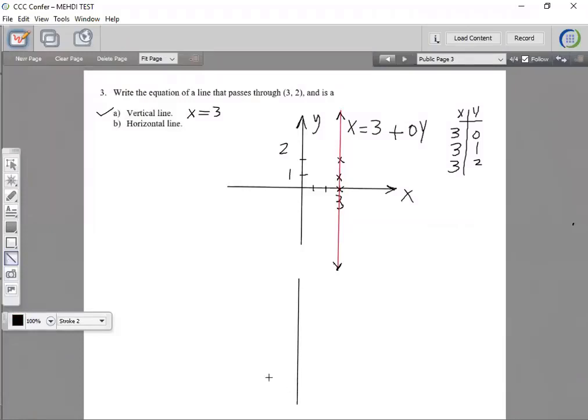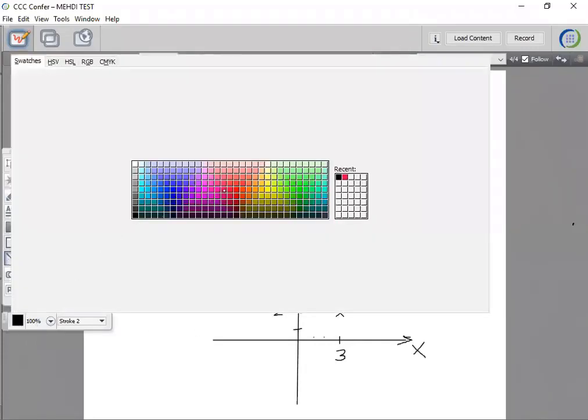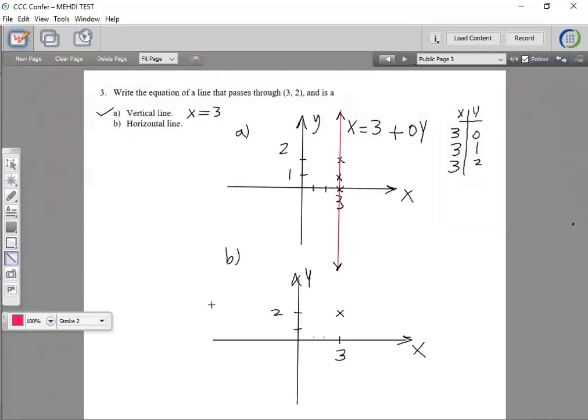Similarly, for part B, this was for part A. For part B, we locate the point again, (3, 2). So this time, the line is a horizontal line. It means you're looking at the line that passes through this point here, but it's horizontal. This time, regardless of what I substitute for x, y would be equal to 2.